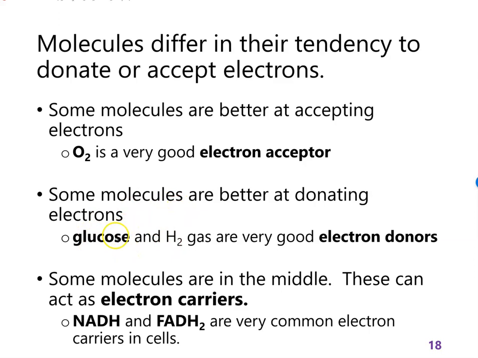And then other molecules are better at donating electrons, and for our purposes, glucose is the biggest one that typically donates all the electrons in our cells. Lipids are also good for this purpose. And then hydrogen gas is one that's very common in the world. These molecules tend to be good at donating electrons, where oxygen is good at accepting them. Other molecules in the middle can carry electrons. So NADH and FADH and NADPH, if you've ever seen these molecules, their job is to carry electrons from one place to another. And so they have to be good at accepting electrons and good at donating electrons.